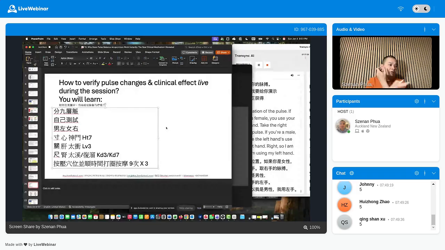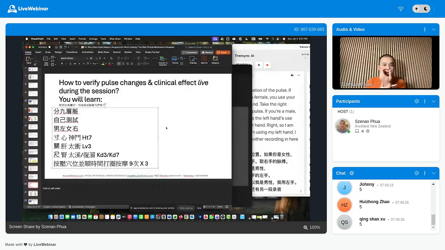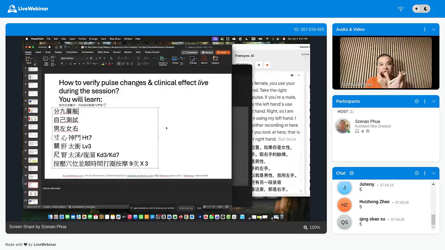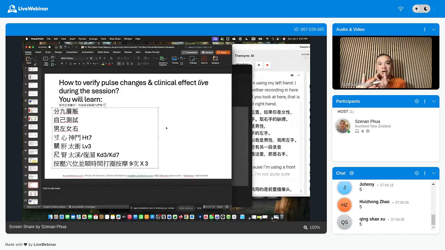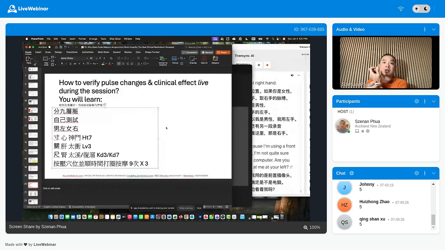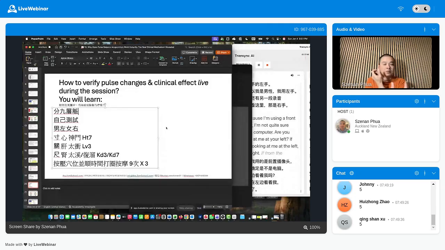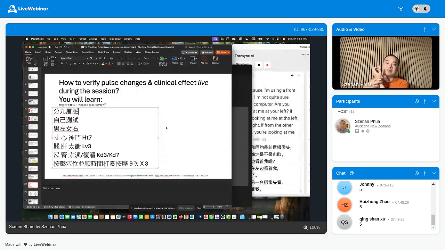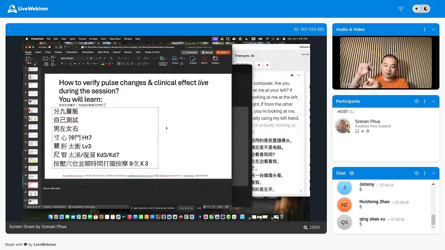Right. I have another recording in here. If you look at here, that is the right hand, but because I'm using a front camera, I'm not quite sure about the computer. Are you looking at me at the left? If you're looking at me at the left, that's right. If you look at me from the other camera, I'm actually using my left hand, but you actually look at the right hand, but that's okay.